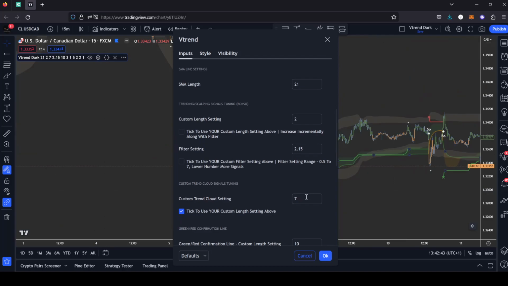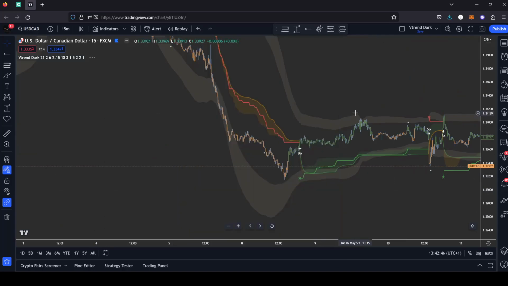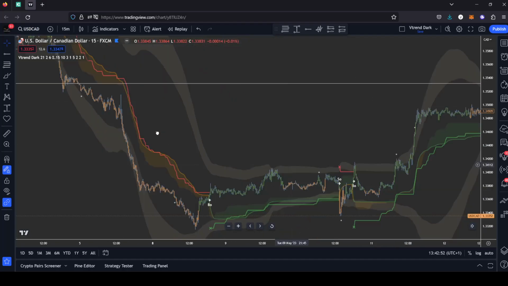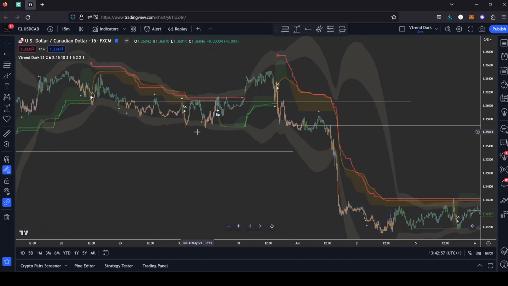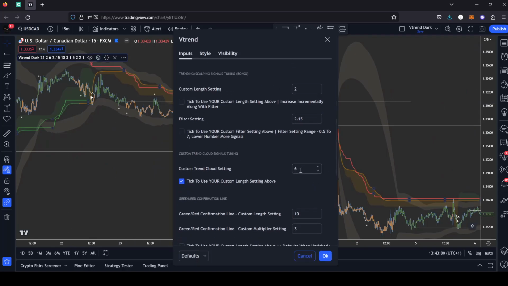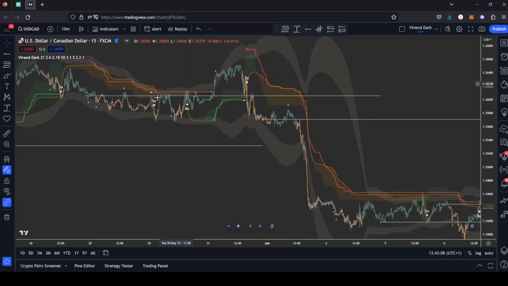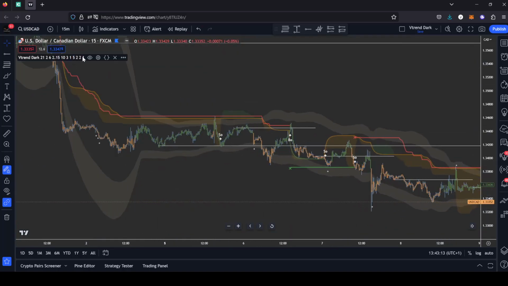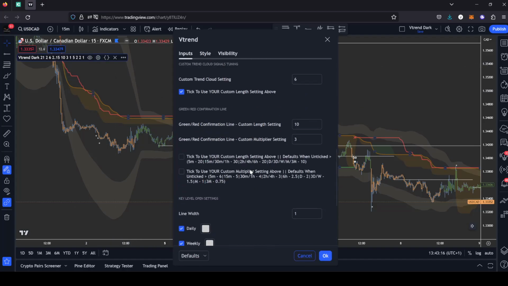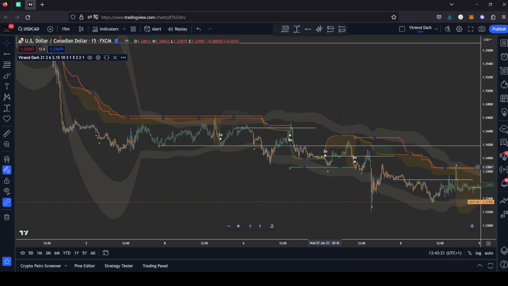Let's go down to 6. Okay, I think I'm happy with that. So value number 6 for the tuning of all of the indicators that make up the code for the trend cloud. USD CAD is 6. Do we need to alter the green-red confirmation line at all? I'll leave it as a default for the time being, actually.